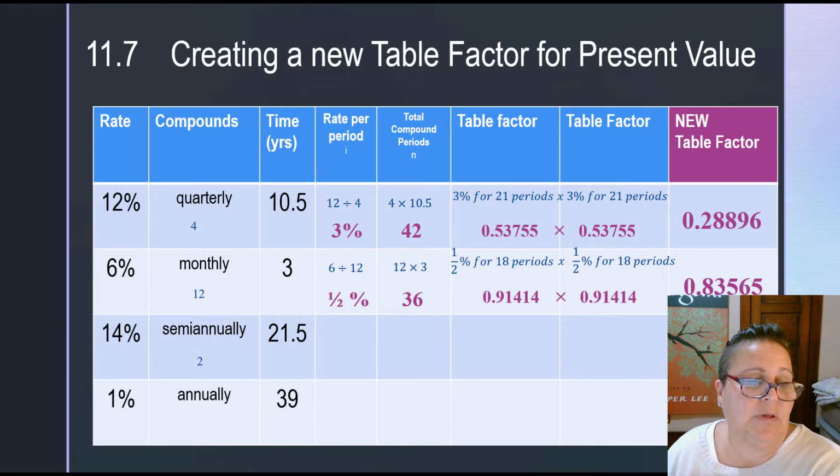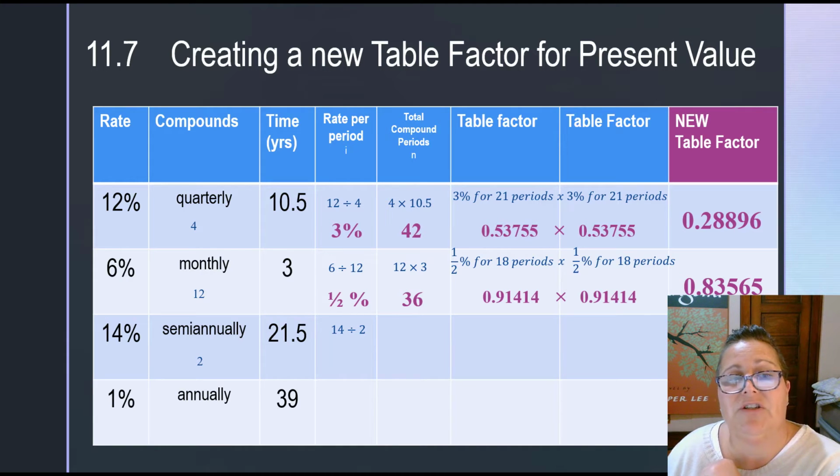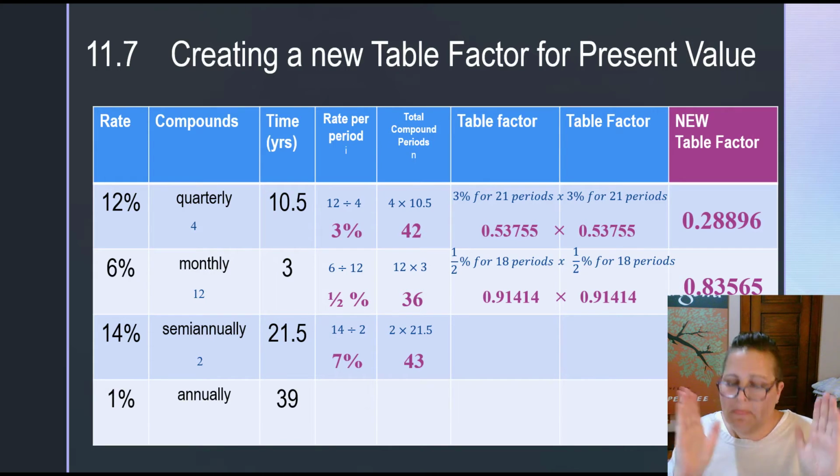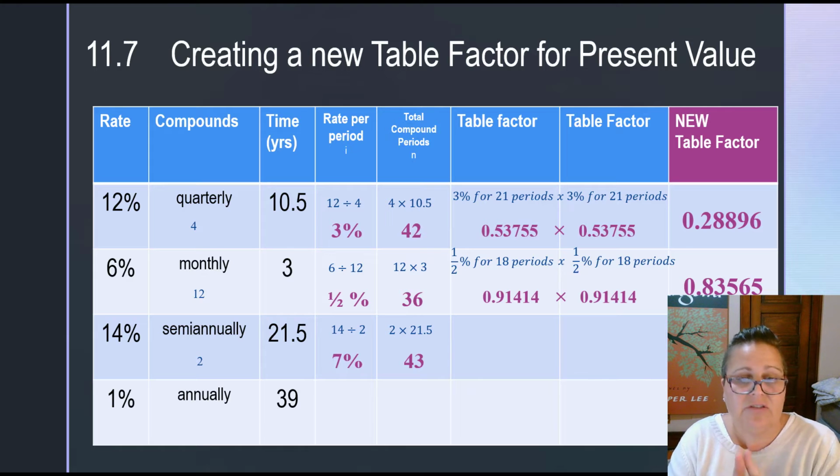The next example here is semi-annually and 14%. So my rate per period would be 14 divided by 2, which is 7%. Total number of compounds would be 2 times 21.5, or 43. Now, this is an odd number. So for 43, there are a couple of options. You could do 20 and 23. That would be all right. Any two numbers that add up to 43 will work.